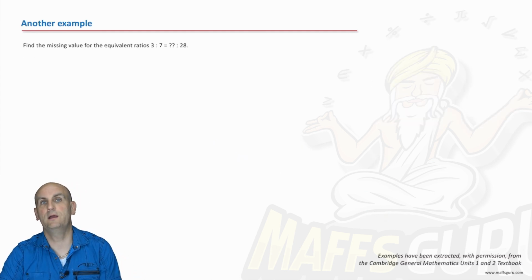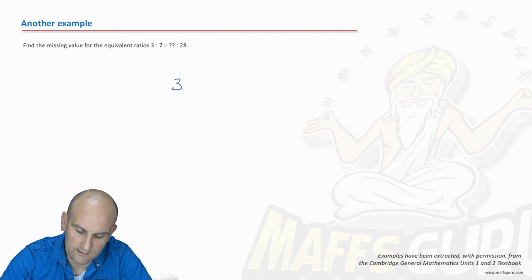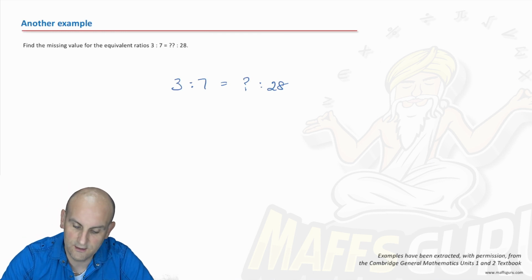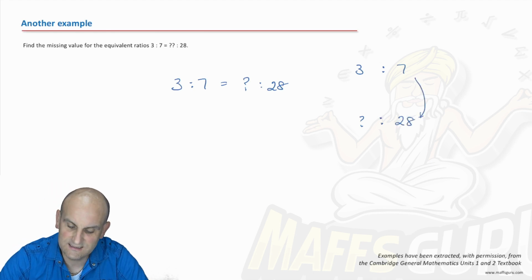So here's an example now where they give you two equivalent ratios. And what they're saying is 3 colon 7 is equal to something colon 28. Now, I tend to write these in a different way. I tend to go 3 colon 7 and question mark colon 28. I always write them underneath each other. Why? It just makes it easier to see what my ratio is that I'm trying to find.